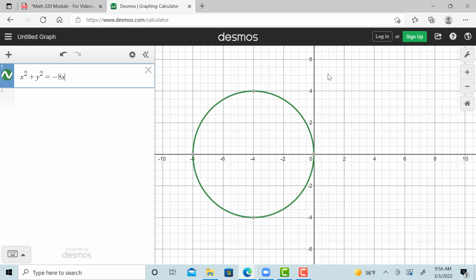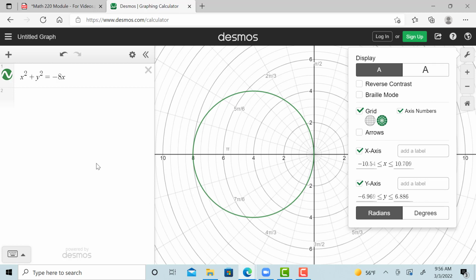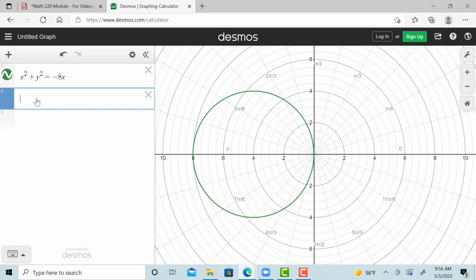So if you want to do polar, you need to click on the little wrench over here for the graph settings, and you need to change your grid to this little button that looks like a polar grid. If you hit that, then that allows us to see it in terms of polar, and we can just type in r equals negative 8 cosine of theta. There you can see we got the exact same graph we had before.